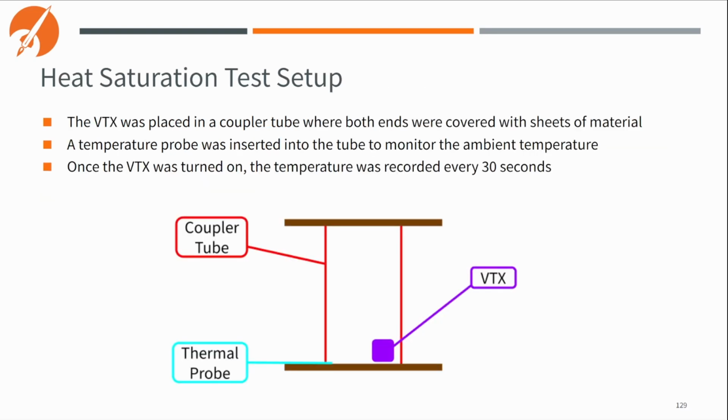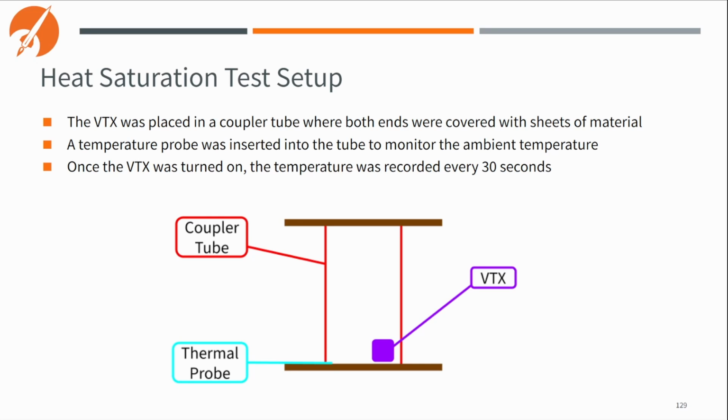As I previously mentioned, we have done some initial testing of the VTX and how it heats in a tube. And the setup for that was we placed the VTX in a section of coupler tube, and we covered both ends with sheets of material. And then we inserted a thermal probe into that tube. And we had a timer, and as soon as we turned on the VTX, we started the timer and recorded the ambient temperature of the air every 30 seconds.